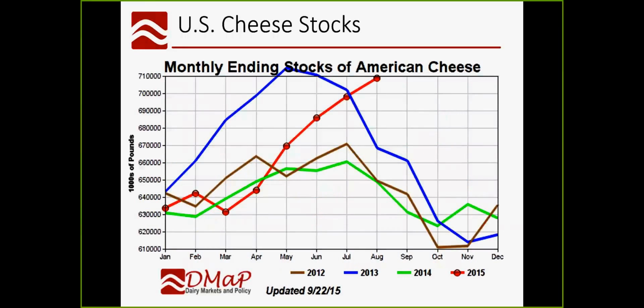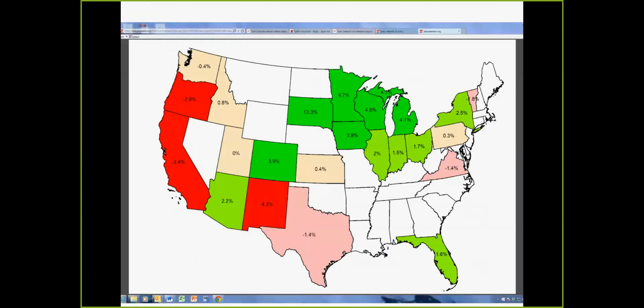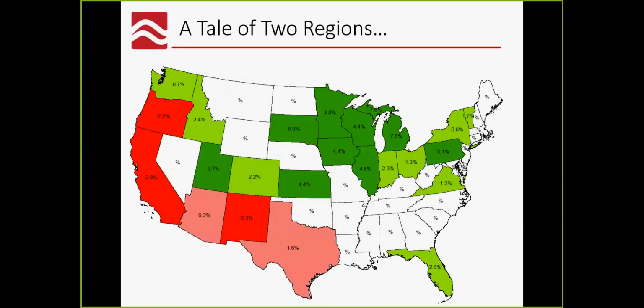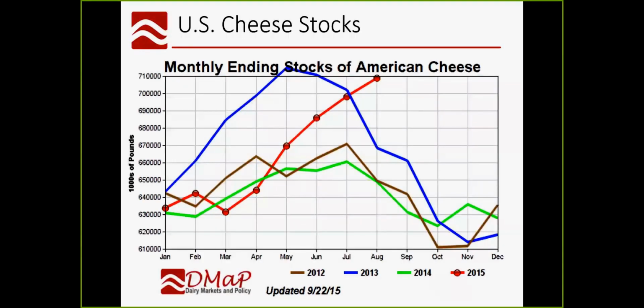All right, so what's going on? Remember this slide here? Where's the milk production increase? It's in the upper Midwest, it's in the Northeast. Where's the decrease? It's out west. That Arizona number was actually red the month before. Okay, so what happens? Well, what do we produce in the upper Midwest and the Northeast?